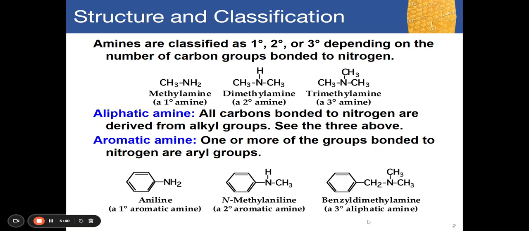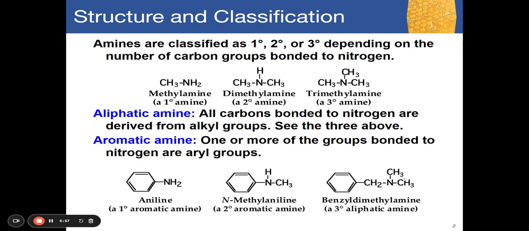This can also be considered an aromatic amine since it has a benzene. Sorry, this is correct, no? This is an aliphatic amine. Why? Because the benzene ring is not directly associated with your nitrogen. Instead, there are three carbon groups.